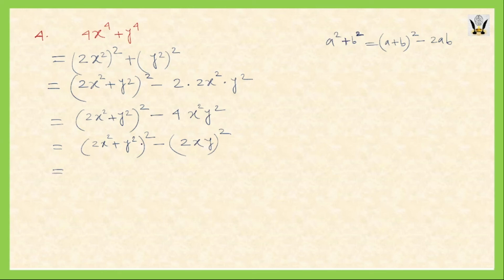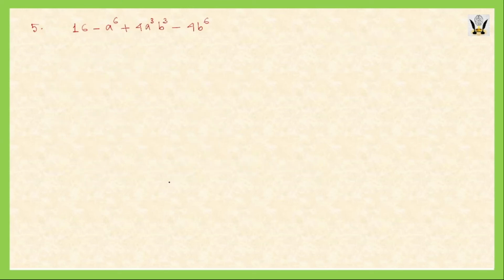Now it has the format a square minus b square, so from here we cannot simplify further, so this is our simplified answer. Now next and the last problem is this.